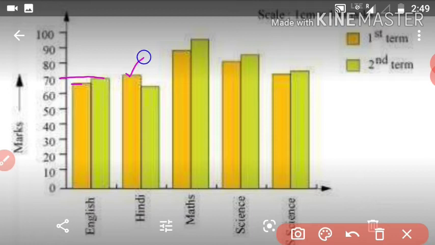Now for Hindi also you will make 72. This is 72 and 65. And now for maths 88 and 95. Now for science 81 and 85. Then for social science 73 and 75. So we have made our double bar graph.